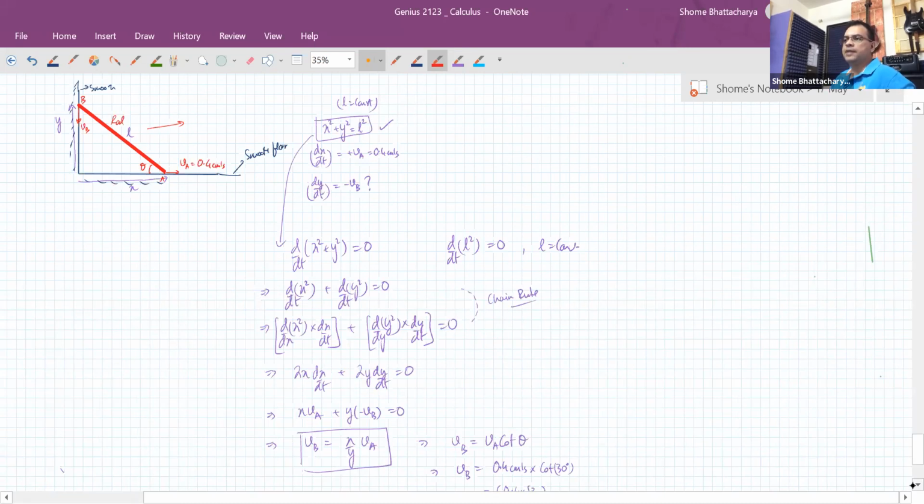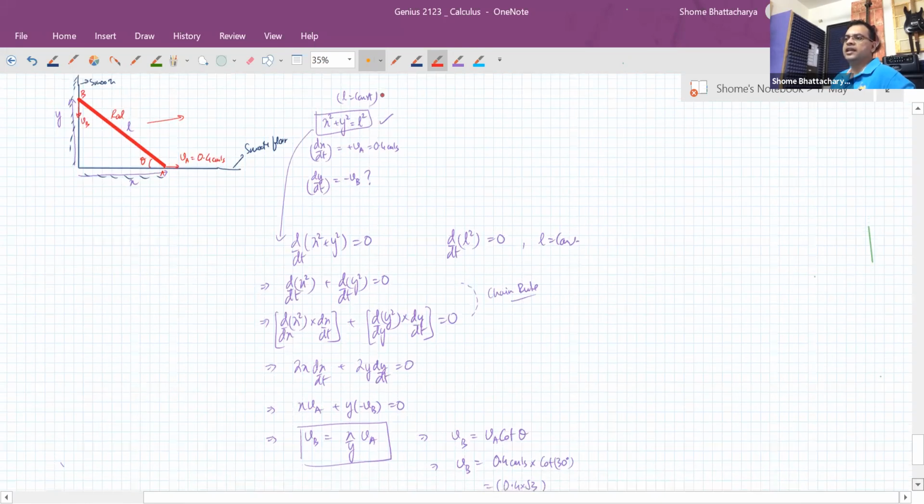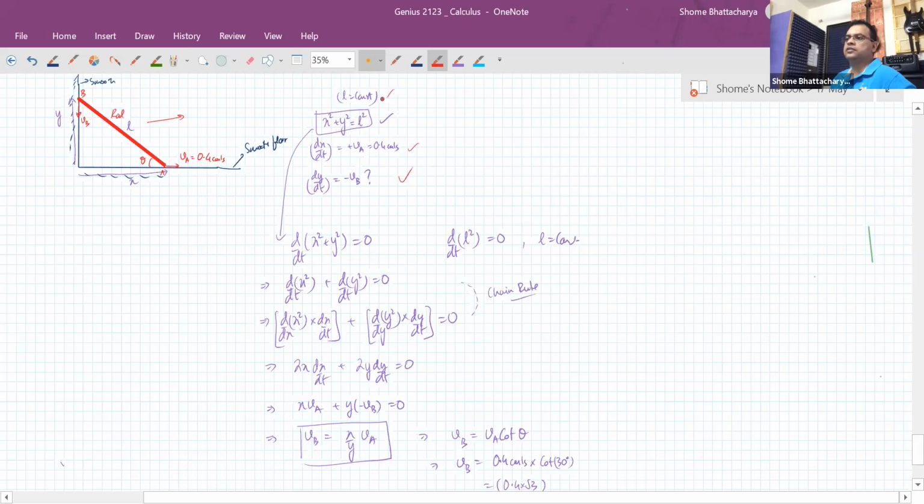And this is coming from the application of the constraint relation. What are the constraints here? One is that L is constant. The other is that A is moving along the horizontal, so therefore VA is dx by dt. B is moving vertically downwards, so therefore VB is minus of dy by dt. So these are all our constraint relations, this, and the fact that L is constant.